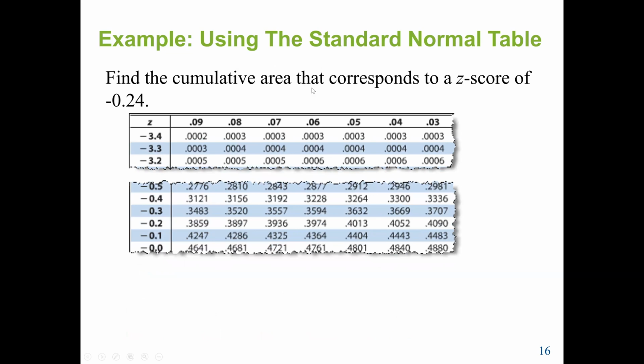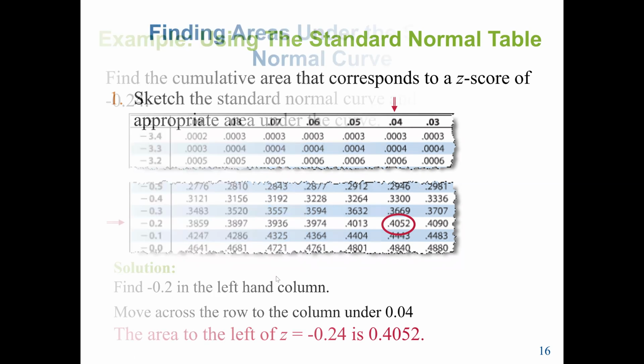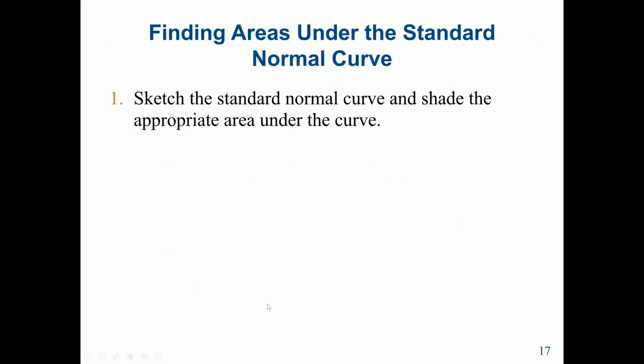Next, they say we should find the cumulative area that corresponds to a z-score of negative 0.24. So for negative 0.24, I will go straight to negative 0.2. The red arrow is showing the area. Then we look for 0.04. So 0.04 is here, and that will give us 0.4052. So negative 0.24: go to the z negative 0.2, across to 0.04. So now we know how to read the standard normal table.